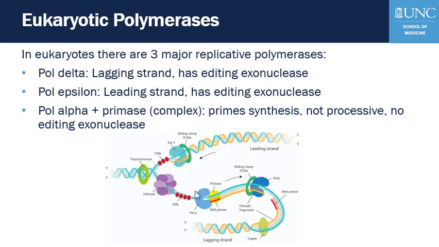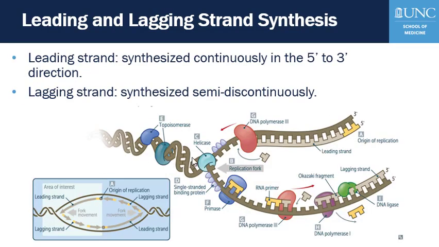And so finally, Pol alpha in lighter blue. It's a little different, and it usually exists in a complex with primase, which is shown in yellow here. And it's involved in the initiation of replication, but it has limited processivity, so it has a more limited role in replication.